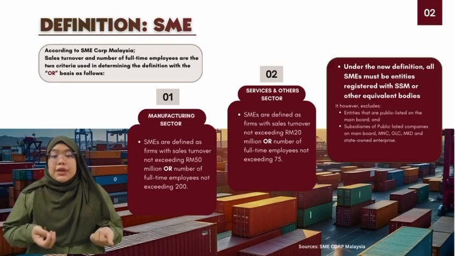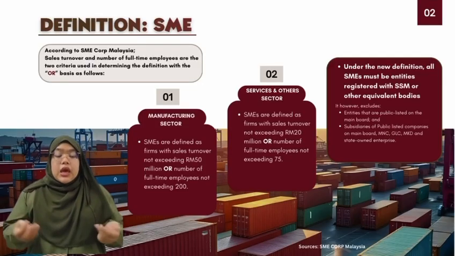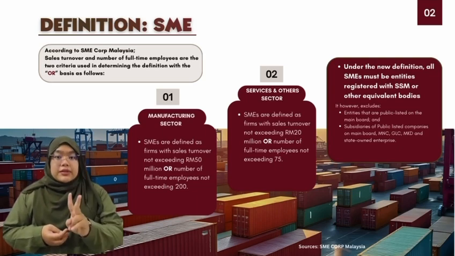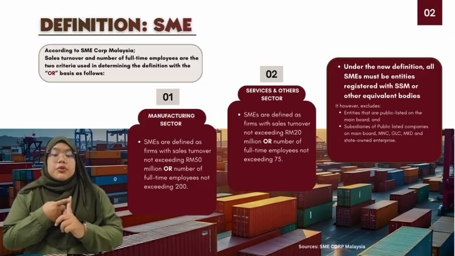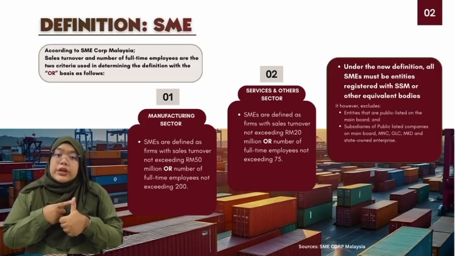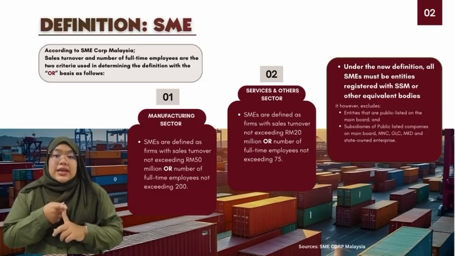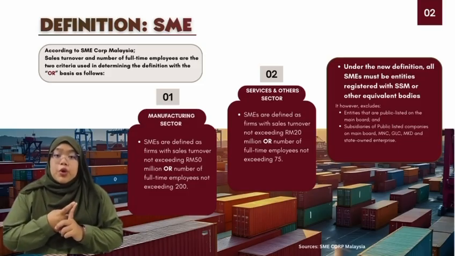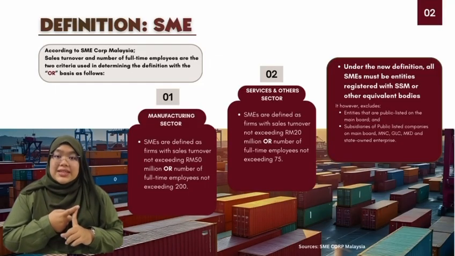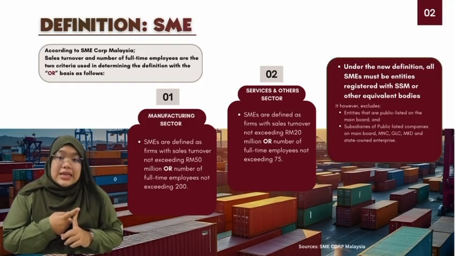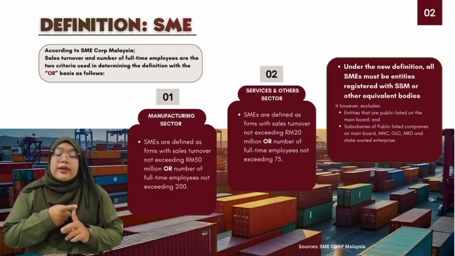According to SME Corp Malaysia, we can determine whether a business or a company is SME by looking into two important factors, which I mentioned earlier. One is sales turnover, and two is number of full-time employees. The sales turnover here refers to total revenue, including other incomes. And second, the full-time number of employees here refers to paid workers that work 6 hours a day, 20 days a month, or at least 120 hours a month. It also includes foreign workers and contract workers.